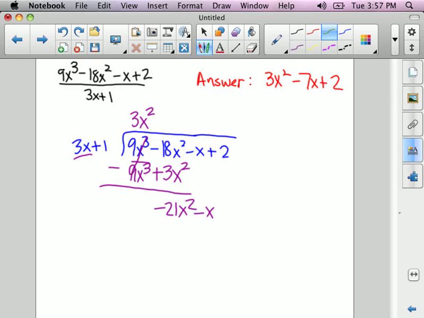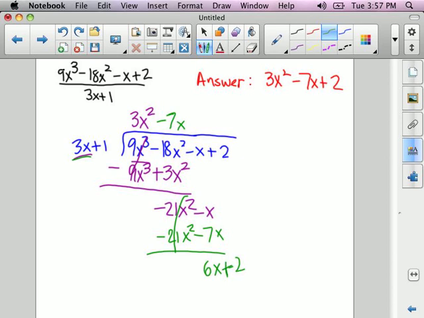Now we look to see 3x times what gives me negative 21x squared. That'll be a negative 7x. When you multiply it in, you get negative 21x squared minus 7x. And when you subtract right here, these cancel. Negative 1 minus negative 7, same thing as negative 1 plus 7, 6x plus 2.